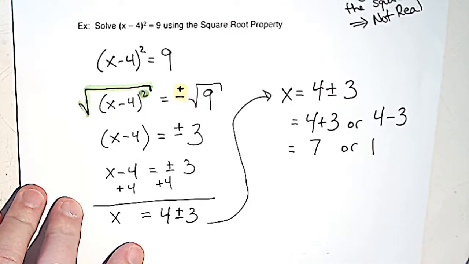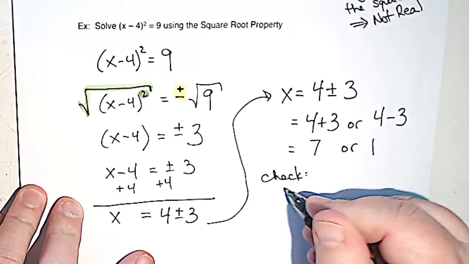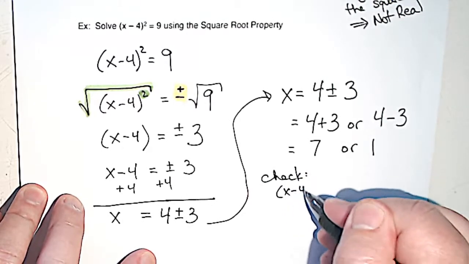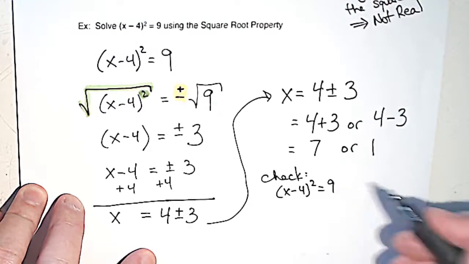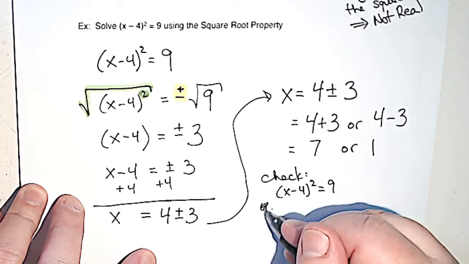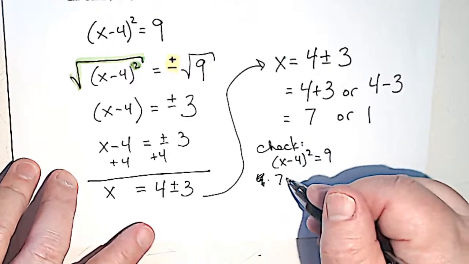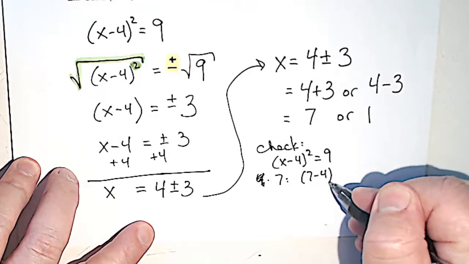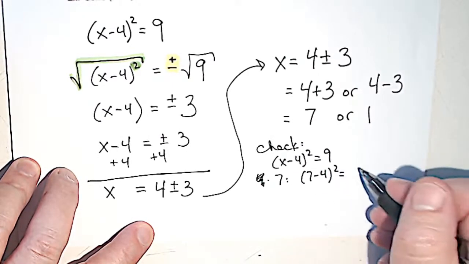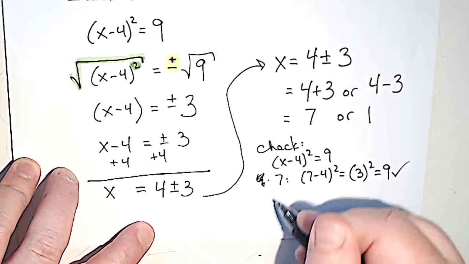That's kind of cool. Notice the 2 answers are both positive, which is kind of interesting. I didn't get the plus or minus because the plus or minus part was the 3. Do you want to check? Of course you do. You always want to check. I know you guys. You guys are like, check, check, check. Okay, let's check 7. 7 minus 4, inside the square, is 3. Squared is 9. Yay.